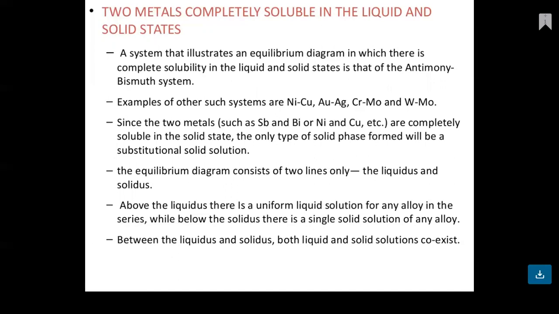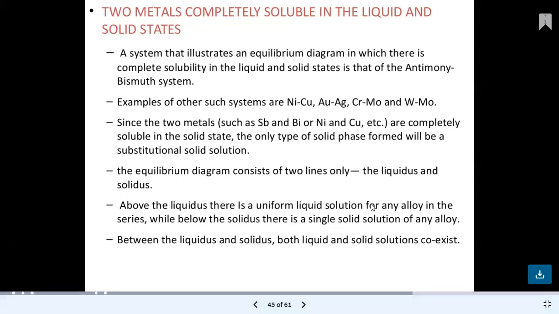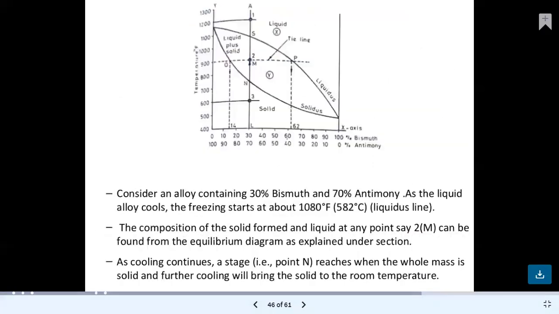The equilibrium diagram consists of two lines only, that is liquidus and solidus. Above the liquidus, there is a uniform liquid solution for any alloy in the series, while below the solidus, there is a single solid solution of any alloy. Between the liquidus and solidus, both liquid and solid solutions coexist.